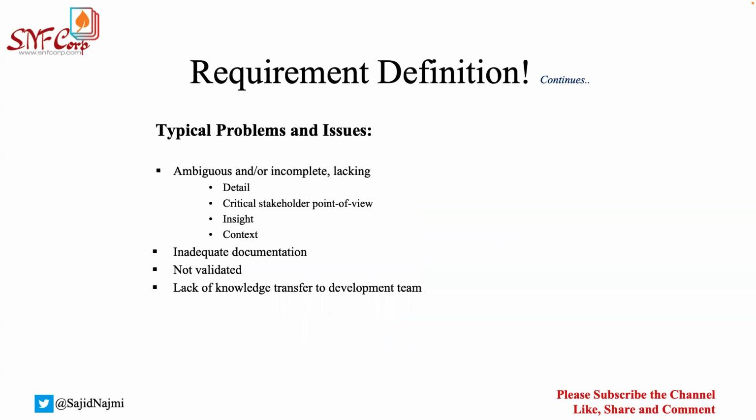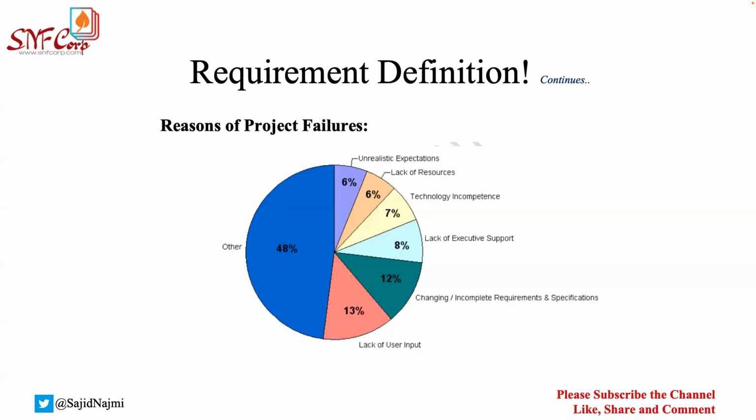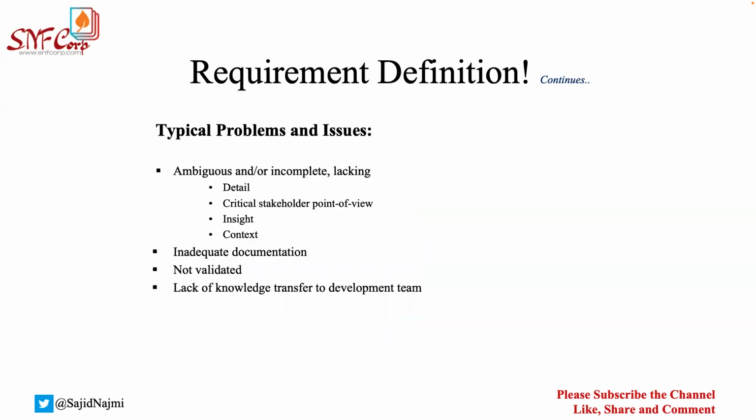Now, the good question is, what is the reason behind those failures? Why do we have all these failures? Here I'm trying to explain the typical problems and issues. Obviously you have incomplete information, or the important key factors are lacking, or it is ambiguous. You don't know what is happening. People are just giving you the helicopter view of the requirement. So probably you will fail.